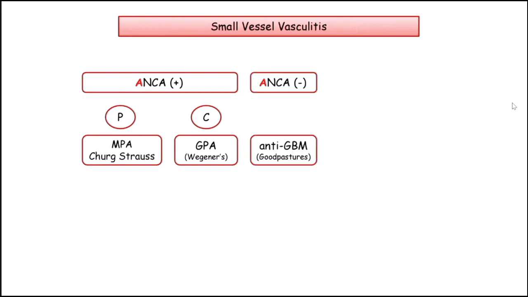This is not really an ANCA negative, but wherever there's GPA Wegener's, there's always Goodpasture right on its heels. So I keep those kind of clumped together, small vessel vasculitis. So Goodpasture, Wegener's, they travel together, ANCA positive, ANCA negative. And then we have one other A, which is IgA vasculitis, and it is a vasculitis. IgA vasculitis travels as Henoch-Schönlein purpura with the 4 organs involved.